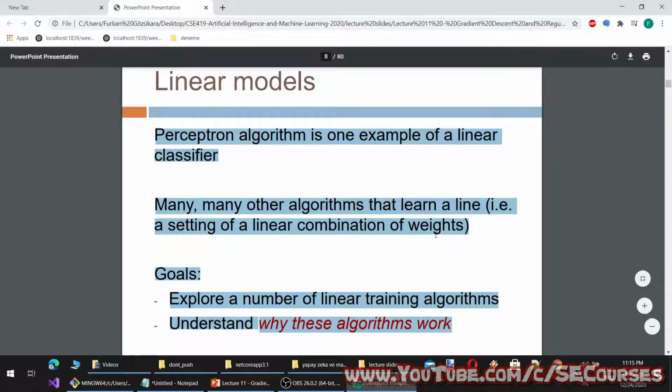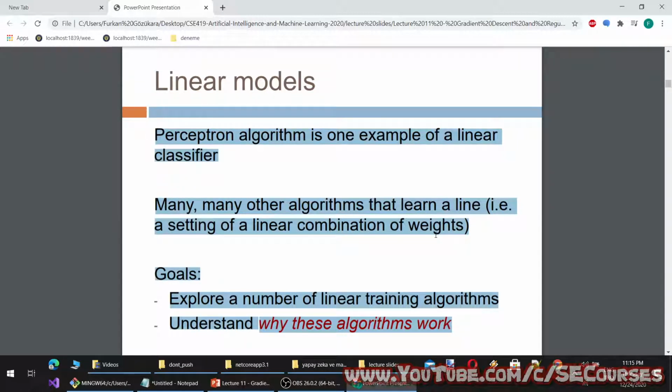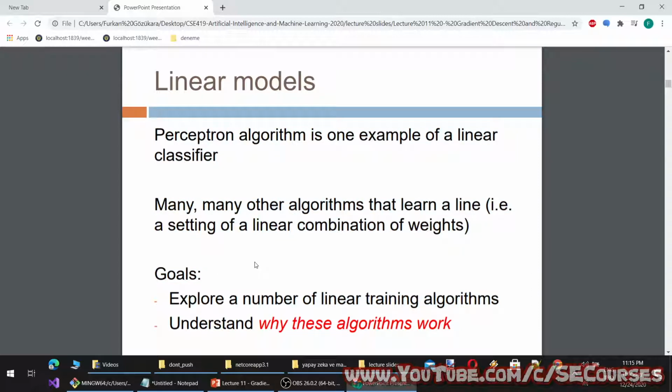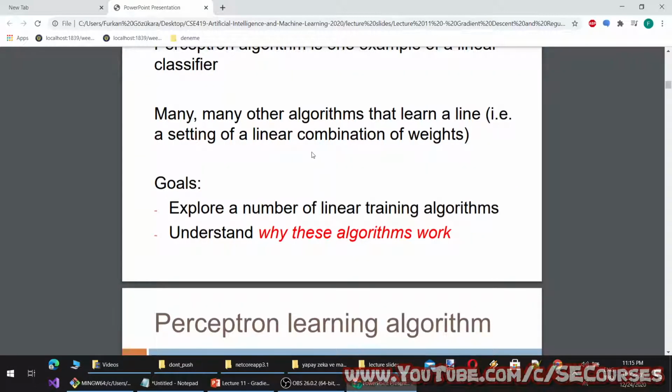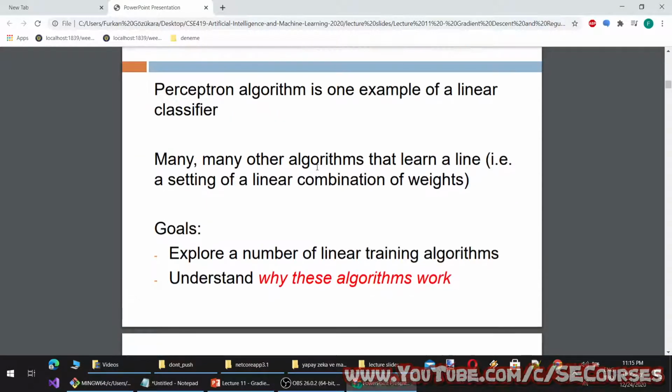Perceptron algorithm is one example of a linear classifier. Many other algorithms learn a line, i.e. a setting of a linear combination of weights. Our goal is to explore a number of linear training algorithms and understand why these algorithms work.